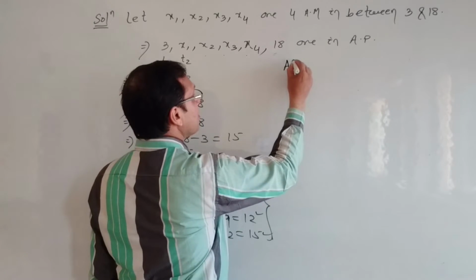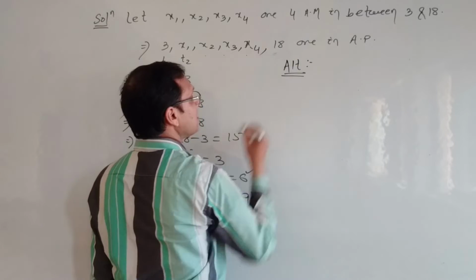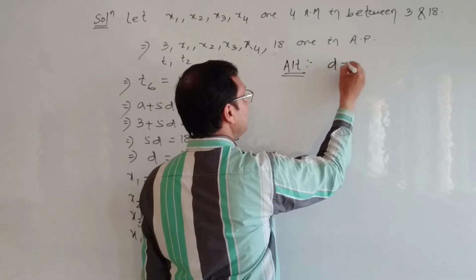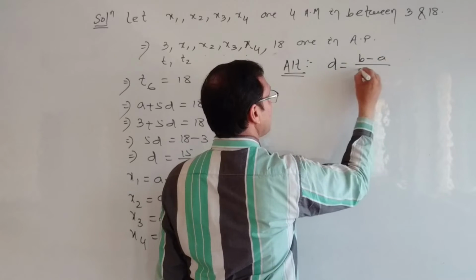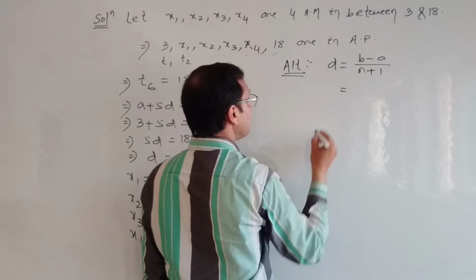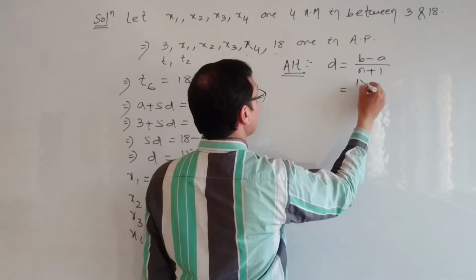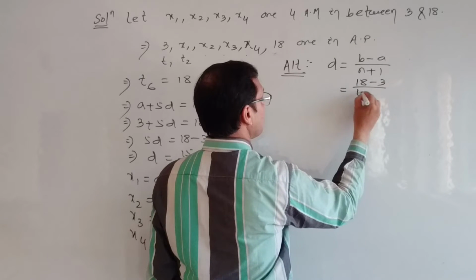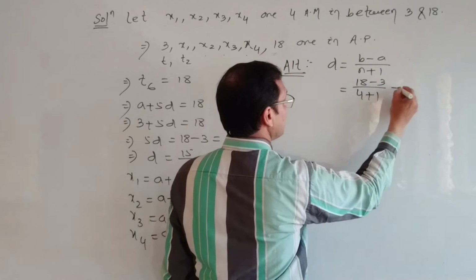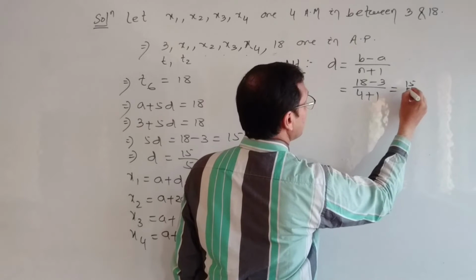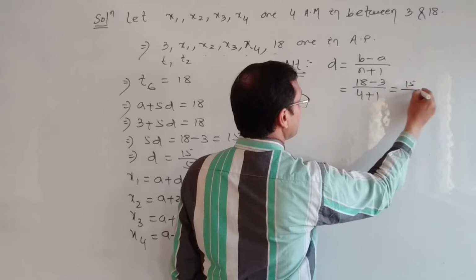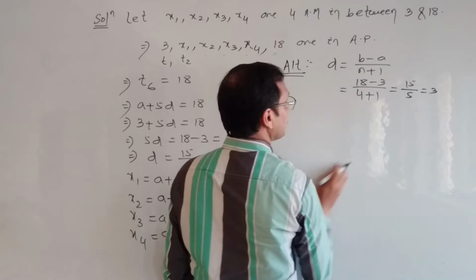So you can follow an alternative process. Directly you can find the d, that is (b minus a) by (n plus 1), which is nothing but (18 minus 3) by (4 plus 1). 18 minus 3 is 15, 15 by 5, that is nothing but 3.